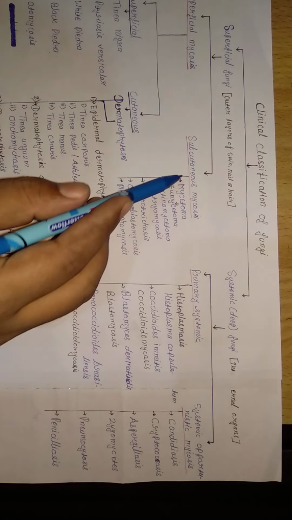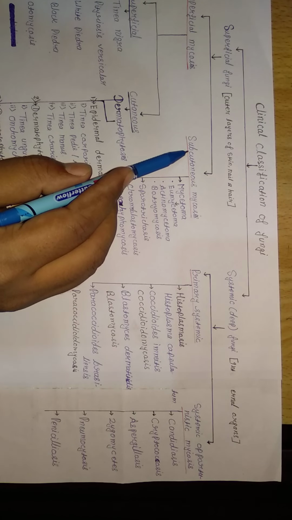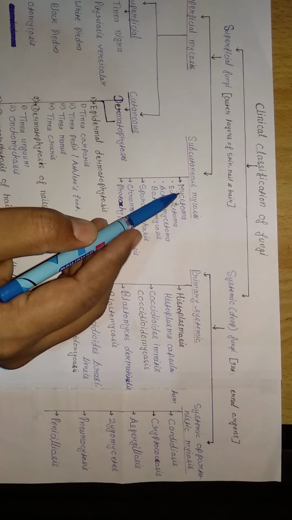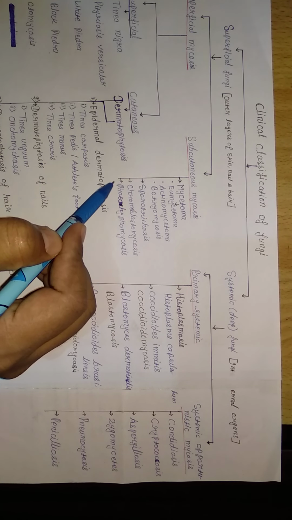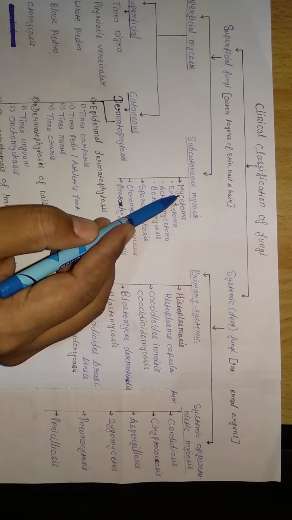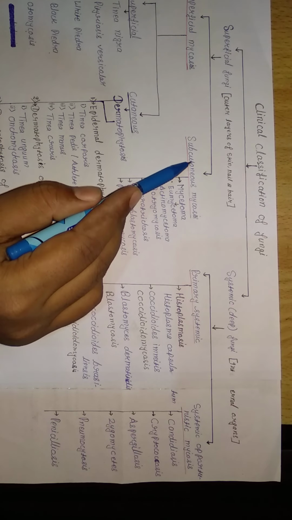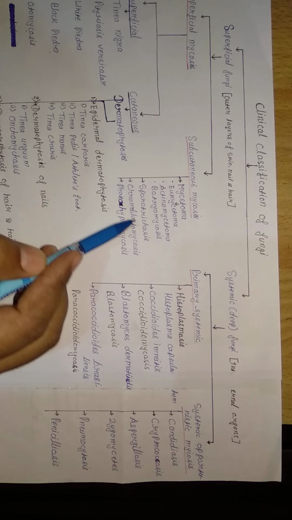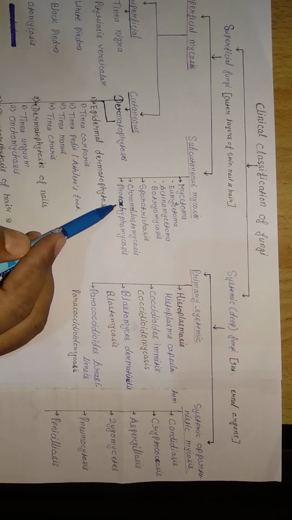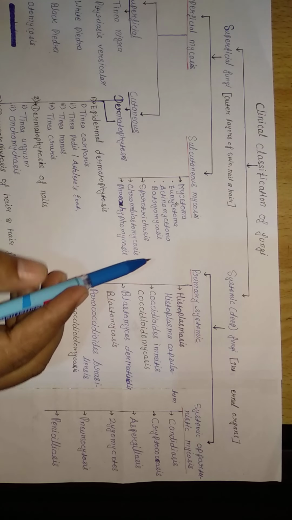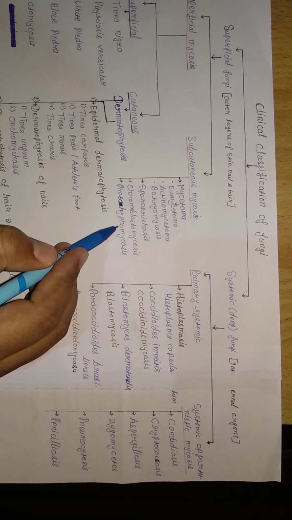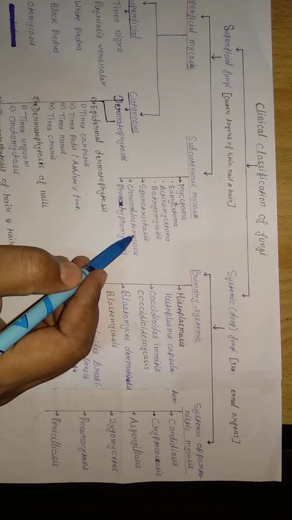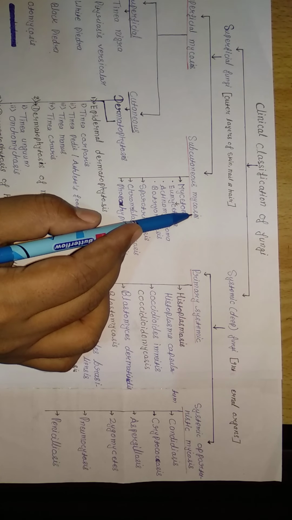So guys, now I am going to tell about the subcutaneous mycosis. Subcutaneous mycosis is divided into four types. One is mycetoma. The others are sporotrichosis, chromoblastomycosis, and phaeohyphomycosis. These are the fungal infections which occur in the subcutaneous mycosis.